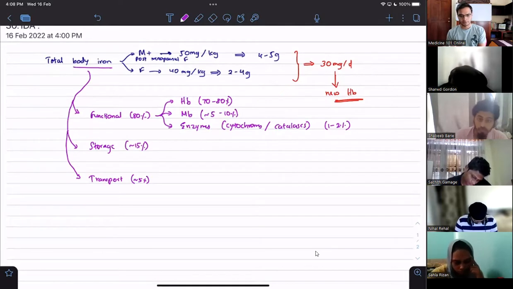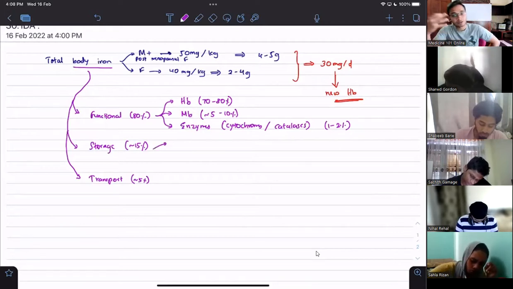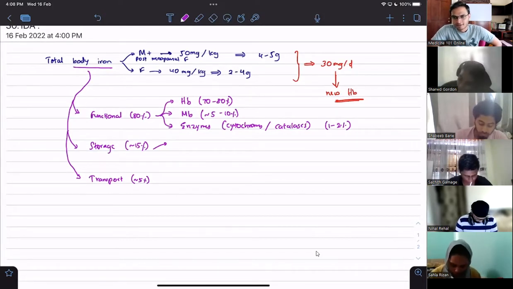Functional forms of iron. Then when we look at the storage form, mainly two. Does anyone know the two main storage forms of iron? Unmute and talk, interact. Anyone? No? Sachit, what are the two storage forms of iron? Give me one.